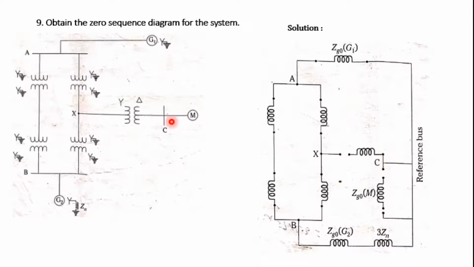Okay, then coming to the transformer, then to the motor. For this the data is missing, so consider it is star, not grounded. Okay, what will happen here? This is star, not grounded, which means this switch is supposed to be open. If it is grounded, then this switch is supposed to be closed.